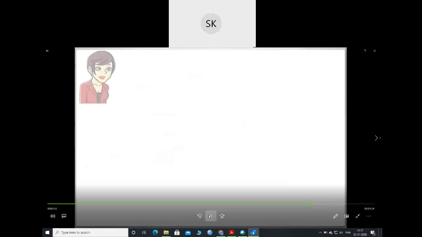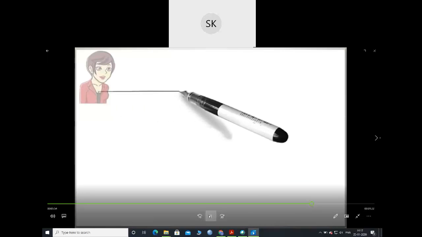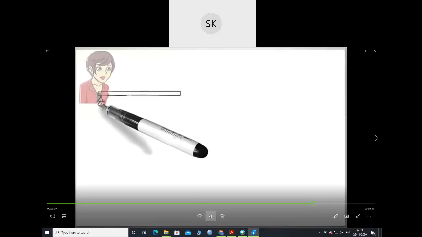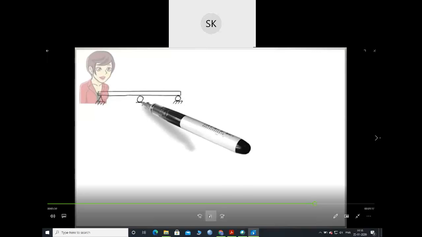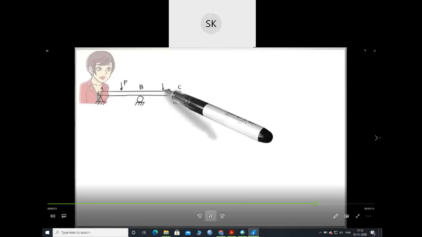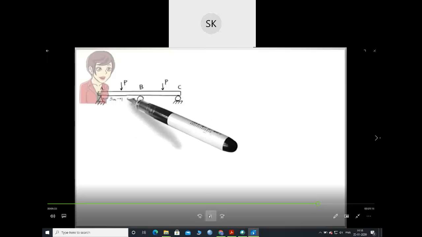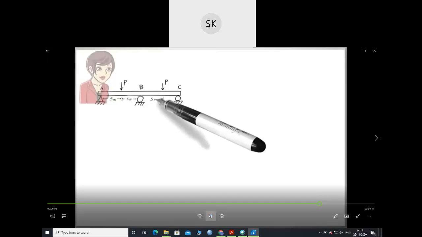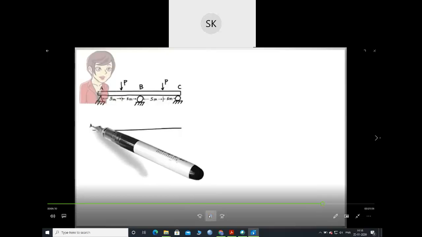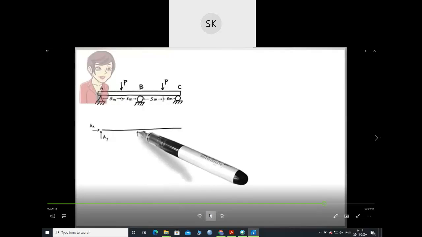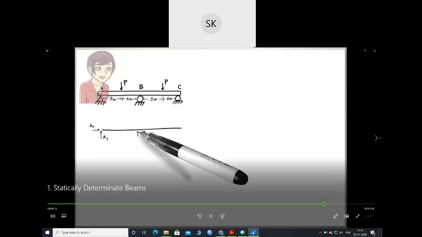The second example is a beam with three supports. Please see the beam. Okay, it has a pin support at the left end, a roller support at the right end, and another roller support at the middle of the beam. The beam is subjected to two concentrated loads. To analyze the beam, we start by drawing its free body diagram. So this is a simply supported beam with three supports, one pin and the other two roller, and two loads of P and P applied.